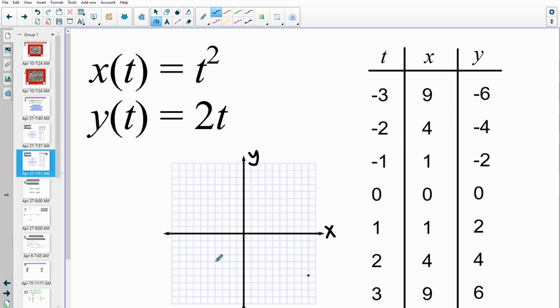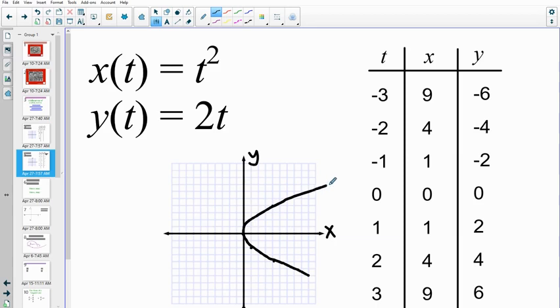At time equals -2, we've got 4, -4 right there. At time -1, I've got 1, -2, and then 0, 0, 1, 2, 4, 4, and 9, 6. And so I get a graph that looks like this. It starts at this point at time equals -3, and then it moves in this direction, and then changes and moves around in this direction.